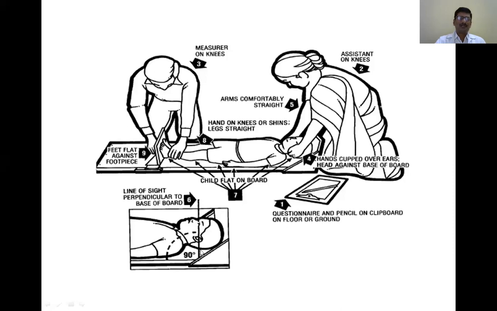Here, especially, this posture we call the Frankfurt posture, wherein the lower margin of the orbit and the upper margin of the auricular opening both should be in the same horizontal plane. In this case it is perpendicular. When you are standing it should be horizontal. When you use a stadiometer it is horizontal. Now in this case it is perpendicular, in the same line. The lower margin of the orbit and the upper margin of the auricular opening should be in the same line.